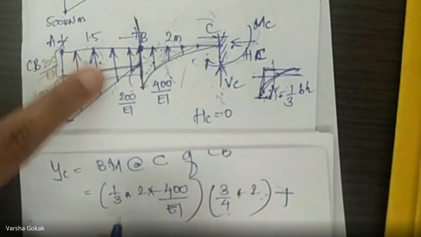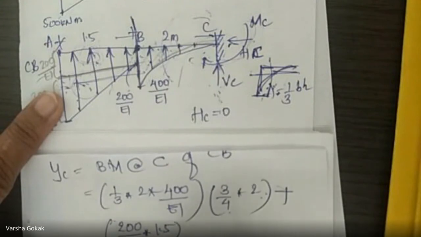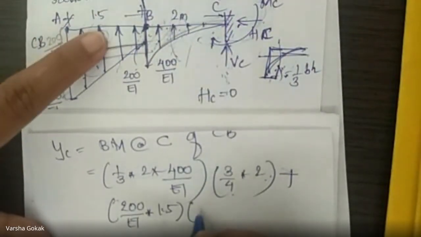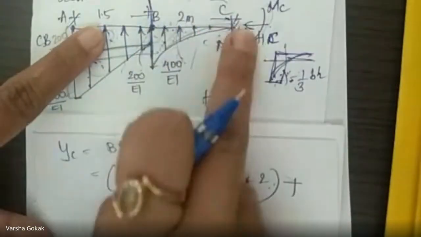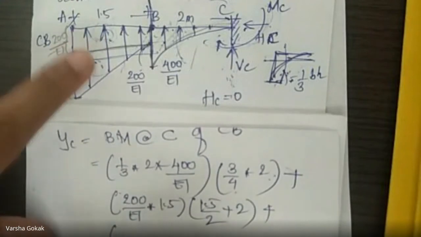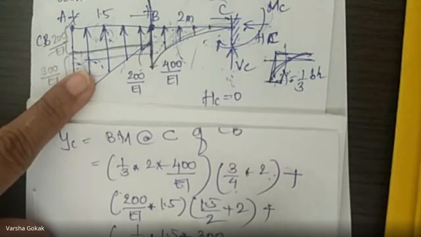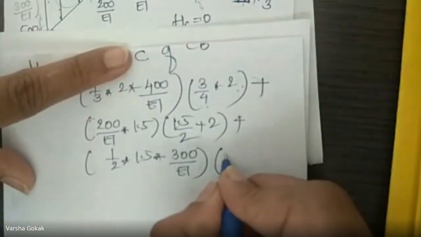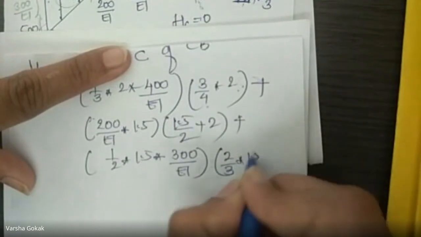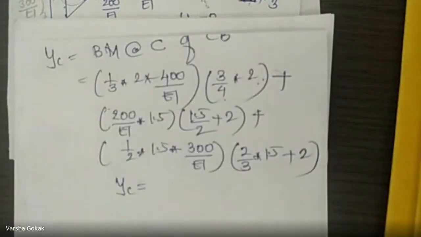Plus, take the rectangle. 200 by EI into 1.5 is the area of the rectangle, into CG would be 1.5 by 2. Plus, I'm taking moment here, so I have to add this, plus 2. Right? And third one, half base into height, so half base into height is 300 by EI into CG. CG would be, this is 1/3, this is 2/3, so 2/3 of 1.5 plus 2. Get me this value, please. YC, moment at C, deflection at C.